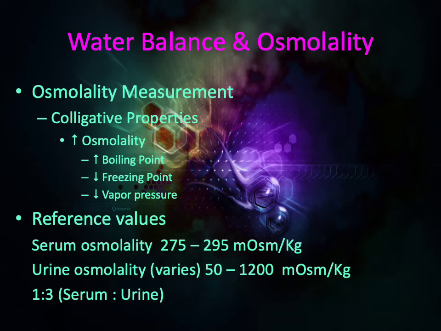The reference range, or normal range, for serum osmolality is generally 275 to 295 milliosmoles per kilogram. The reference range for urine can vary somewhat between 50 and 1200 milliosmoles per kilogram. The ratio of serum to urine osmolality, though, should be about 1 to 3.